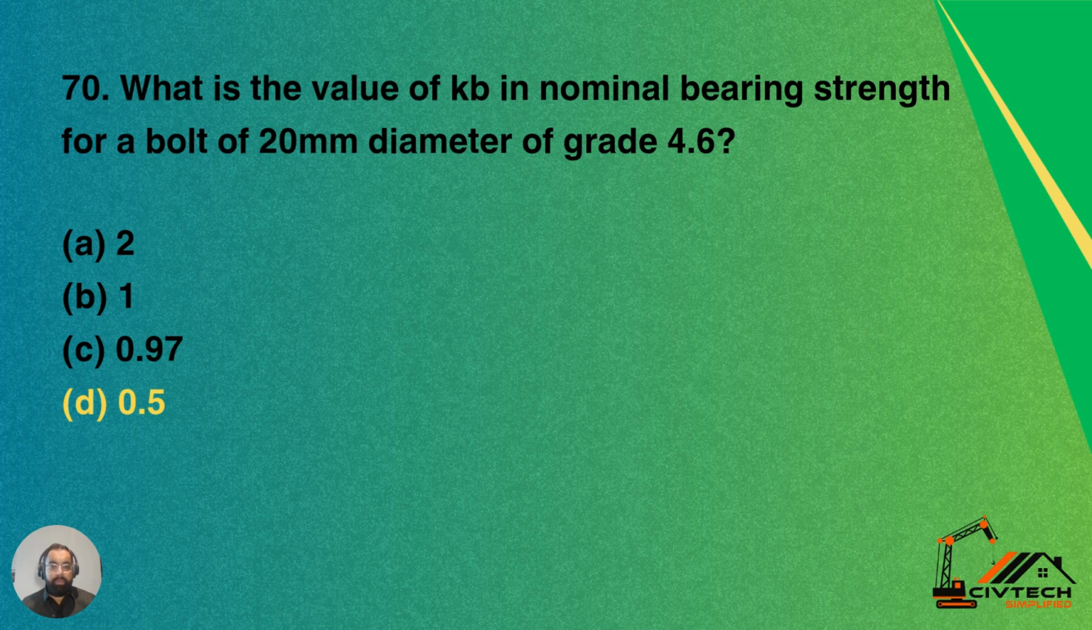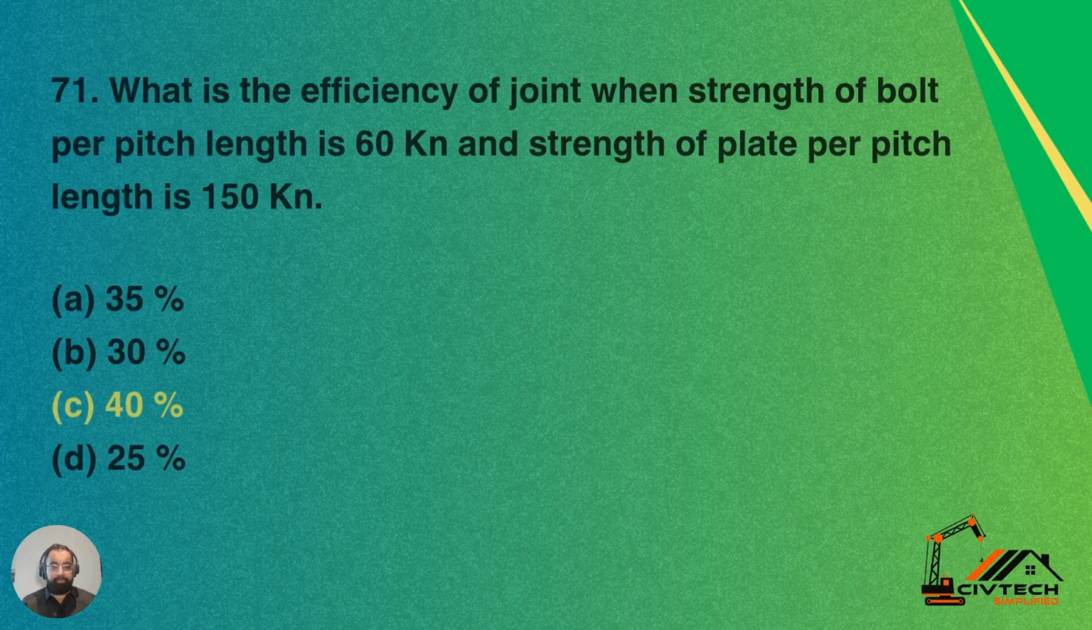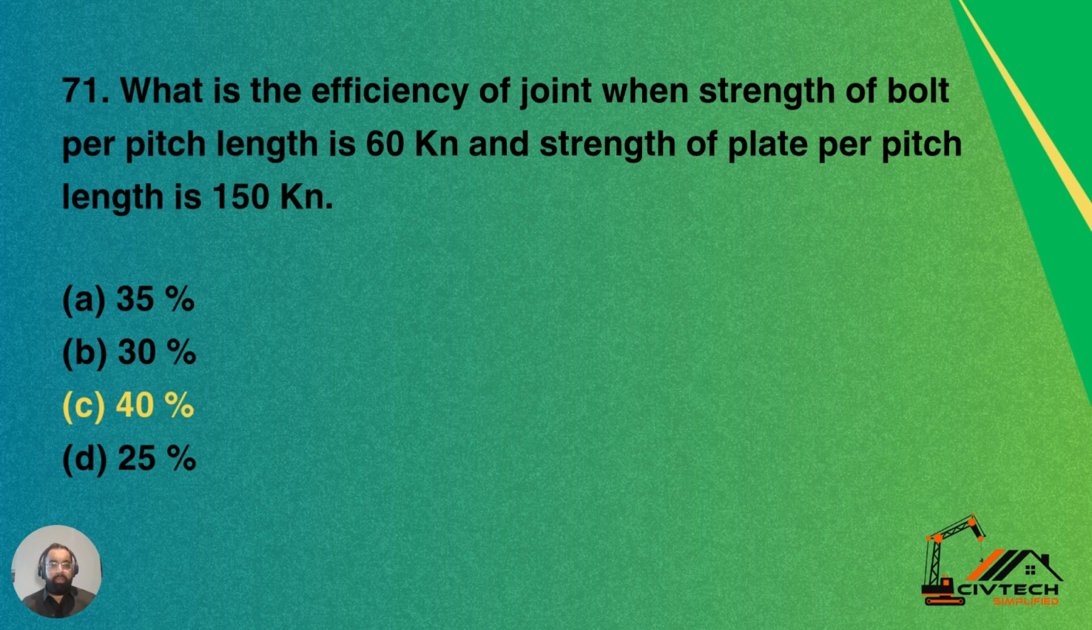Question 70. What is the value of Kb in nominal bearing strength for a bolt of 20 mm diameter of grade 4.6? Option A 2, option B 1, option C 0.97, option D 0.5. So D is the correct answer. Kb is equal to 0.5 for a nominal bearing strength for a bolt of 20 mm dia and 4.6 grade.